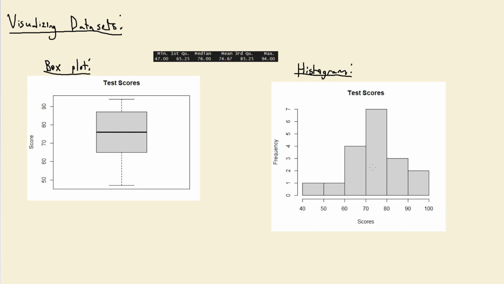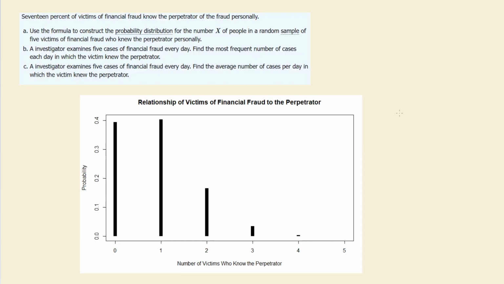data itself. I have one last example in this video, and the reason I chose this is because this deals with a phenomenon that's very, very common in statistics that might take some getting used to. This example says that 17% of victims of financial fraud know the perpetrator of the fraud personally, and we're asked to use the formula to construct the probability distribution for the number X of people in a random sample of 5 victims of financial fraud who did know the perpetrator personally.